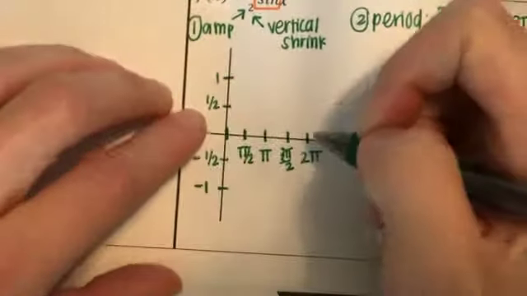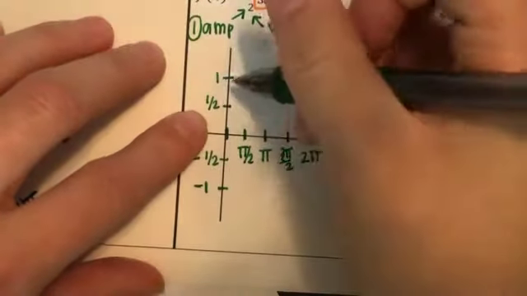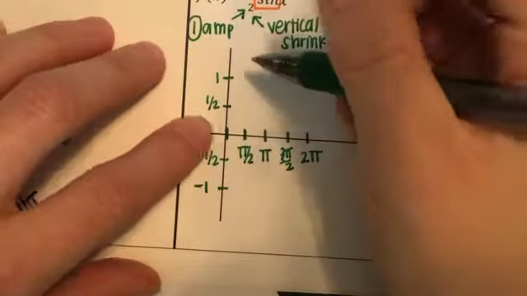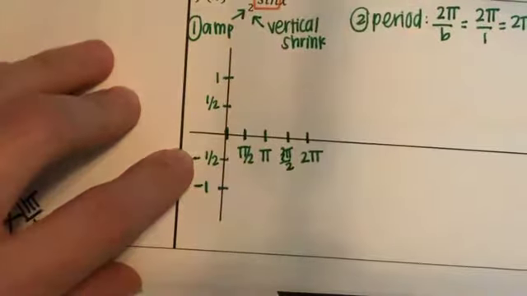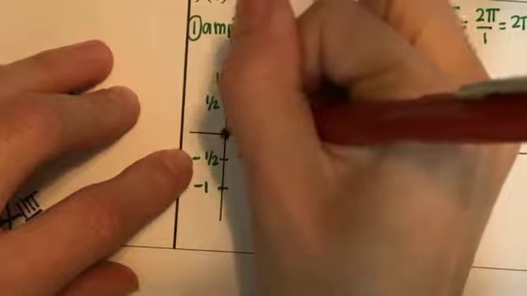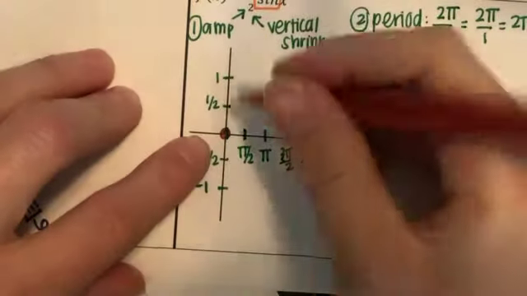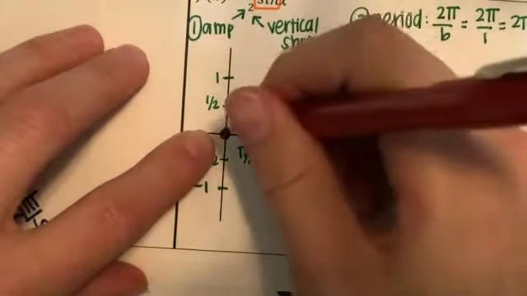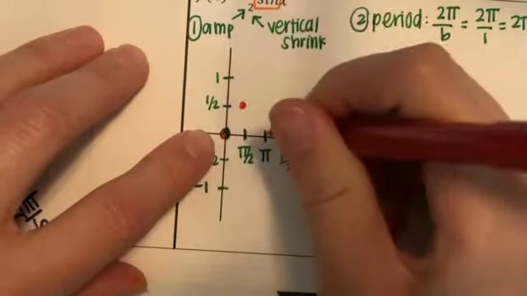For our sine graph, we are memorizing that it passes through 0, 0. So this is what your graph is going to look like. It's going to go up here and then go back down.